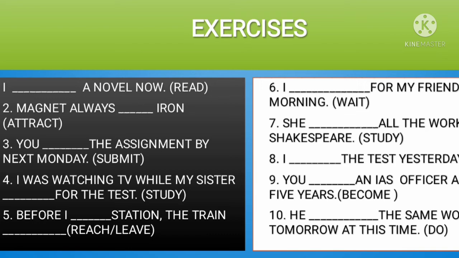"Before I dash the station, the train dash." You have two verbs, reach and leave. One should be simple past tense and the other should be past perfect tense. Why past perfect tense? Because two actions happen and it's starting with the time expression "before". So one should be simple past, another should be past perfect. The answer will be: before I reached the station, the train had left.